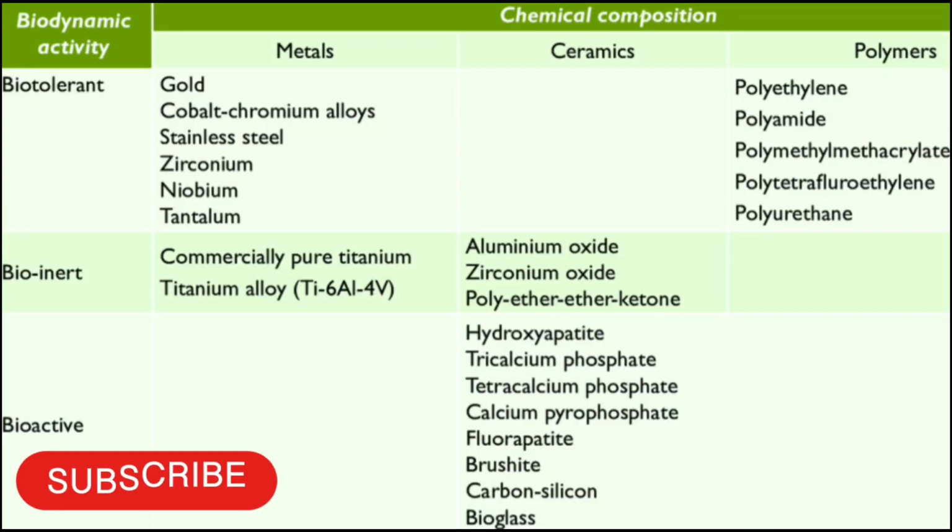So now we come to the classification of dental implant materials. We have divided it according to biodynamic activity and chemical composition. In biodynamic activity, we have biotolerant, bioinert and bioactive materials. And according to chemical composition, we have metals, ceramics and polymers. In biotolerant metals, we have gold, cobalt-chromium alloys, stainless steel, zirconium, niobium and tantalum. And in biotolerant polymers, we have polyethylene, polyamide, polymethyl methacrylate, polytetrafluoroethylene and polyurethane.